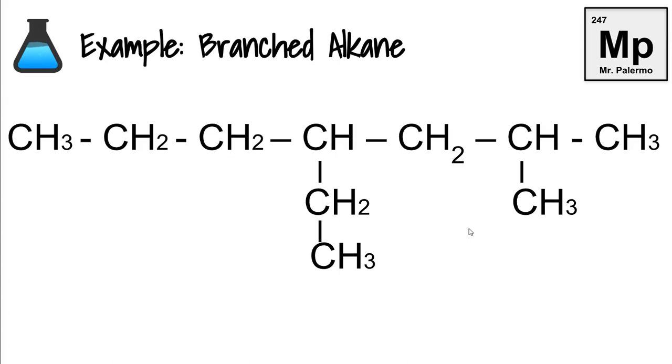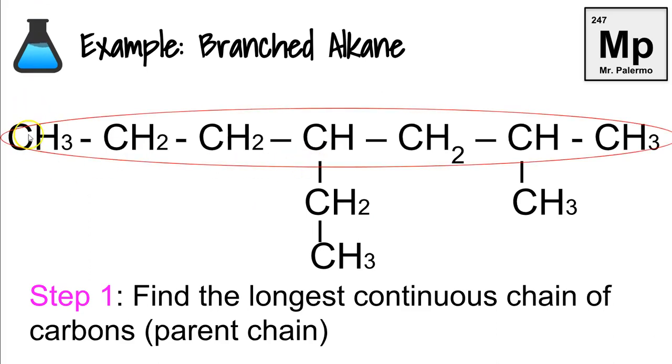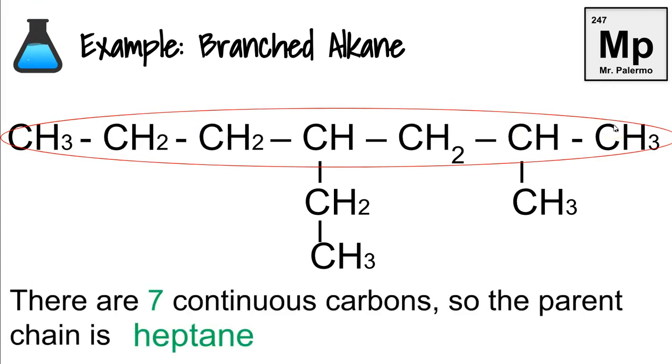So let's work through an example of a branched alkane. I first realize it's a branched alkane because I see this long string of carbons, and then I have these branches sticking off. And so the first step is to find the longest continuous chain of carbons. That's our parent chain. In this example, it's actually straight across. And it's 1, 2, 3, 4, 5, 6, 7 carbons. Since we have 7 carbons, table P tells us that's hept. Since these are all single bonds, this is a heptane. So our parent name, or like last name, would be heptane.